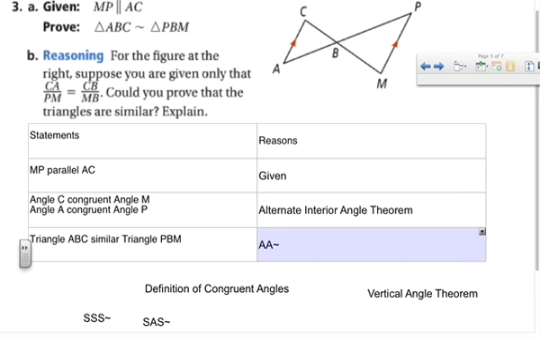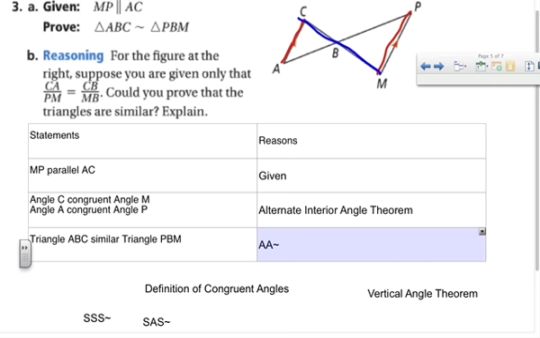But problem 3 is asking us something further in part B. Then it's asking us, suppose you were only given those 2 pairs of proportional sides. Let's visualize them. That would be CA is to PM as CB is to MB. If that was all I had, would I be able to say that these triangles were similar? Yes or no?